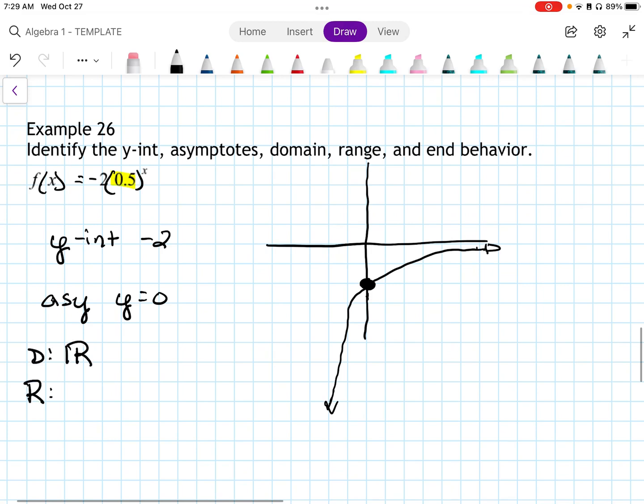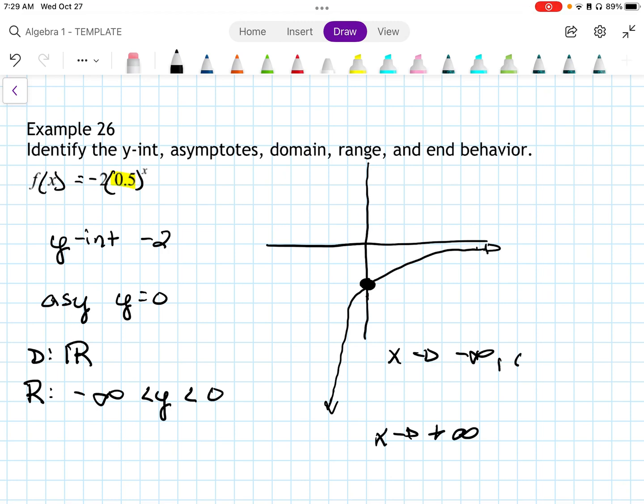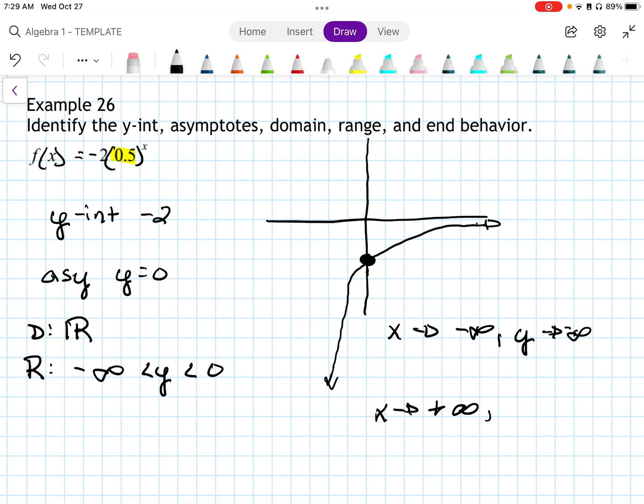My range, it's going to start down there at negative infinity, less than y, less than 0, and it gets closer and closer to 0. The end behavior, I'll write that over here. We'd have as x approaches negative infinity and as x approaches positive infinity. As x approaches negative infinity, as it goes to the left, y would be falling, so y would approach negative infinity. As x goes to the right, y would be approaching 0. Right, over here on the right, it keeps getting closer and closer to the asymptote there.